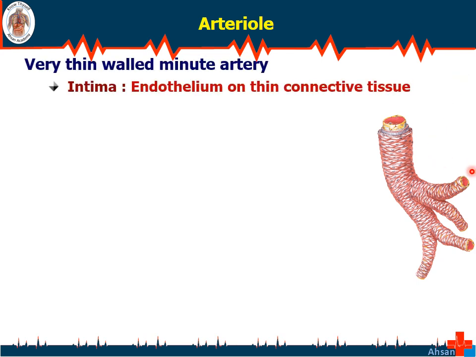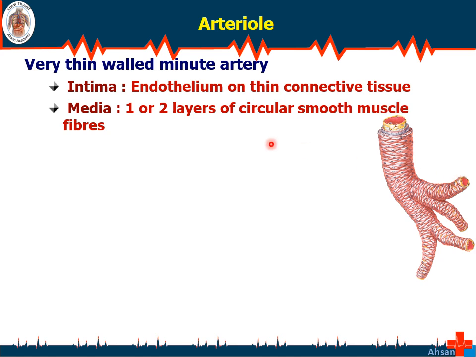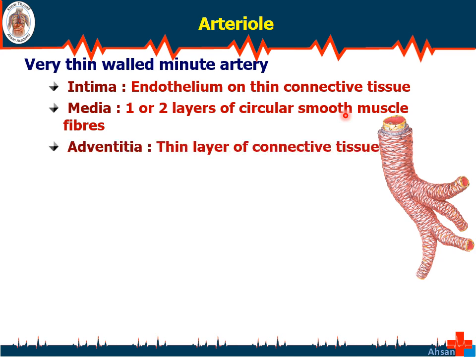After the endothelium, the media contains only one or two layers of circular smooth muscle. This is the arteriole. So the arteriole has a media containing two layers of smooth muscle or less. This is the histological definition of the arteriole. The adventitia is also very thin. So we define the arteriole by observing the number of layers in the media histologically.